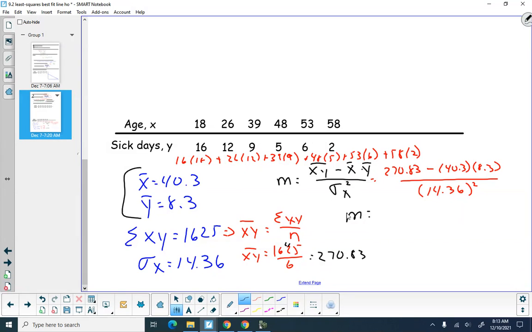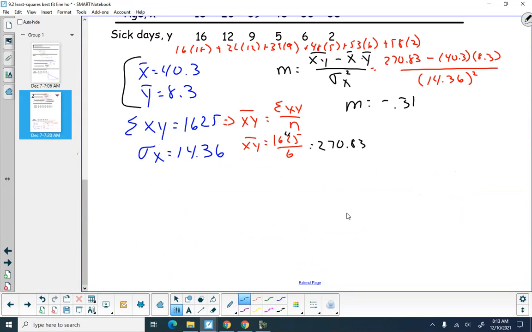What do we get our slope to equal? Jenna, what do you come up with? Negative point what? So we can use negative 0.31 as our slope.